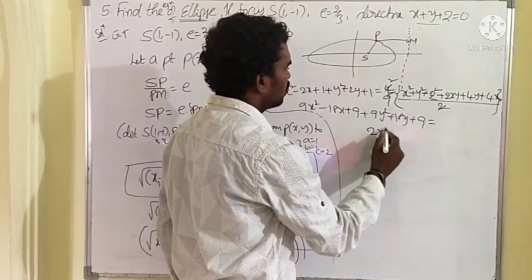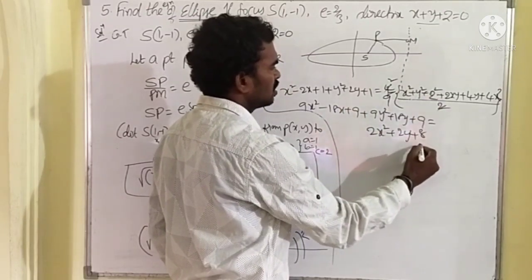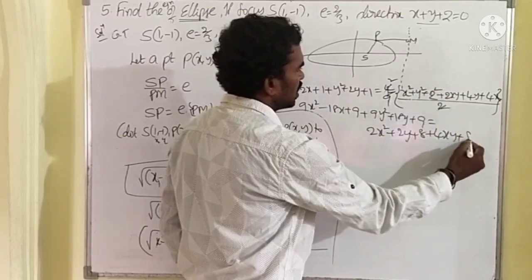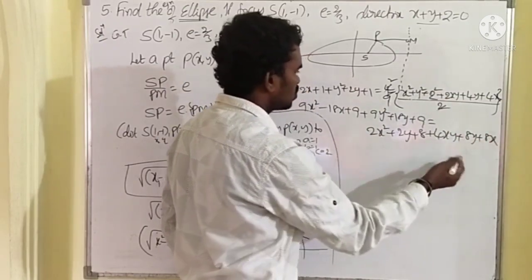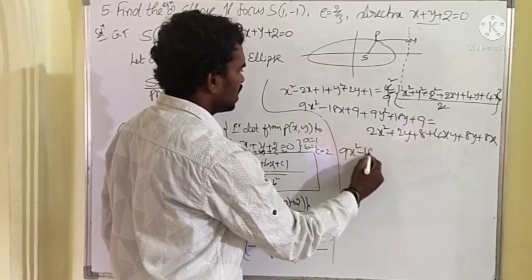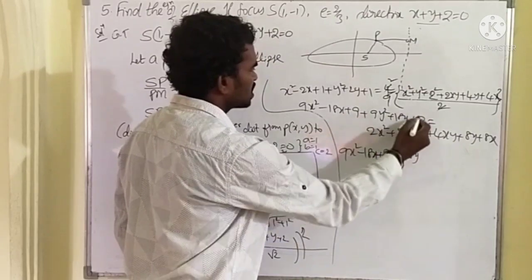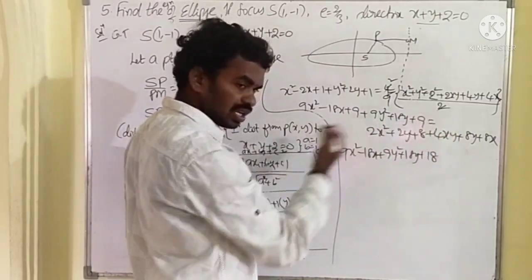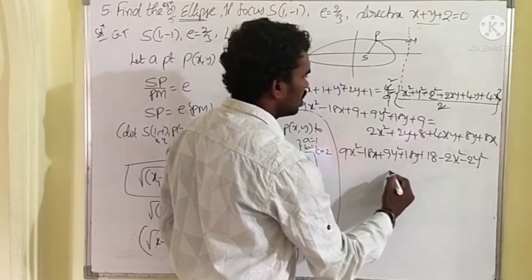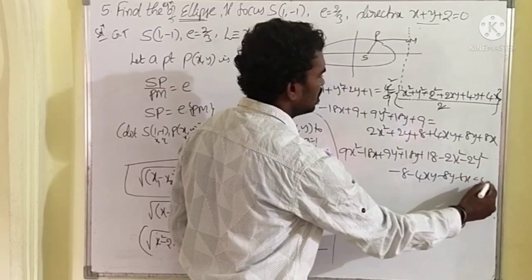Next 2 into x square, 2x square, 2 into y square, 2y square, 2 square means 4, 4 into 2 is 8, plus 2 into 4xy, 2 into 4 is 8y, 2 into 4 is 8x. So all bring left side. So becomes 9x square minus 18x plus 9y square plus 18y. So 9 plus 9 is 18, and all these terms bring left side, becomes minus 2x square minus 2y square minus 8 minus 4xy minus 8y minus 8x is equal to 0.